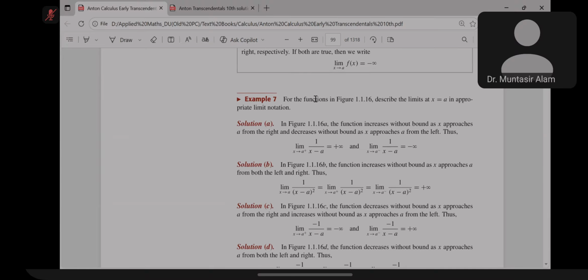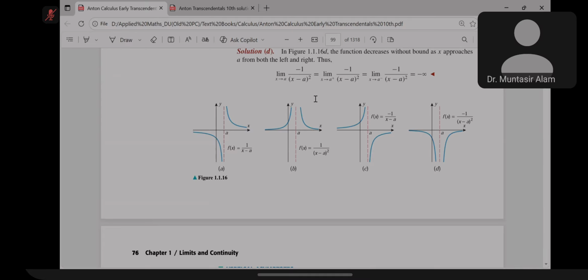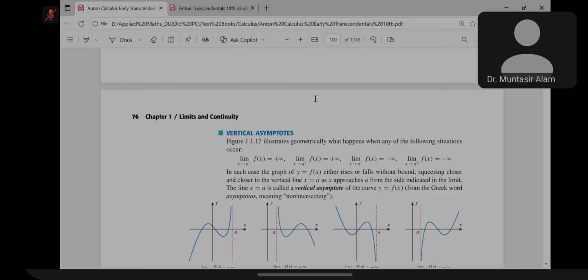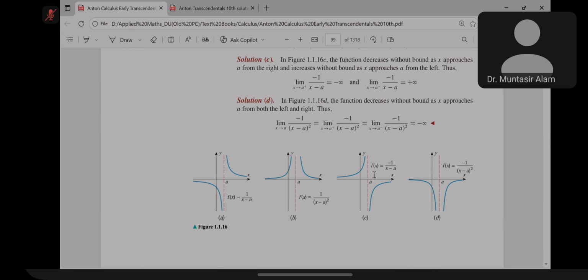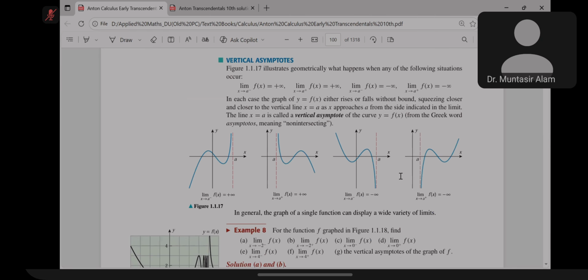Okay, clear? So there are several examples supporting this concept. You can go through the following figures. Next, we are moving to vertical asymptotes. Asymptotes have already been discussed in the prerequisite lectures. So here we'll talk about vertical asymptotes.